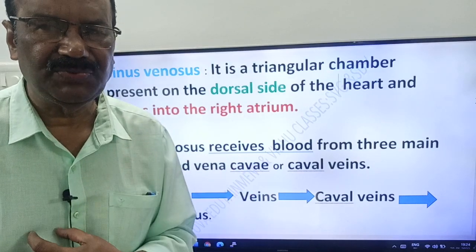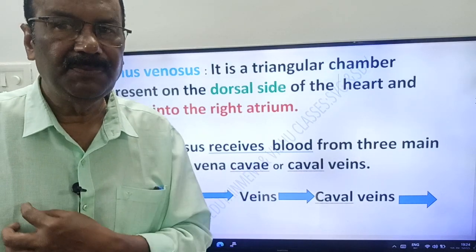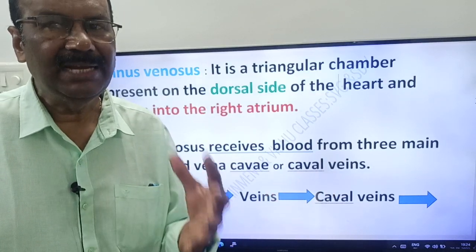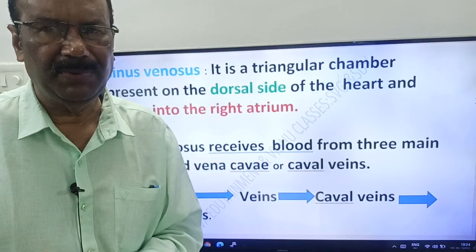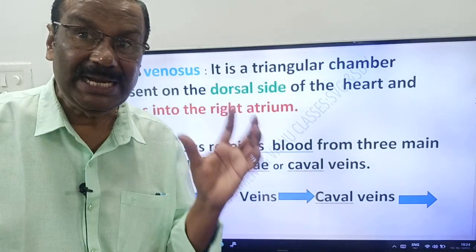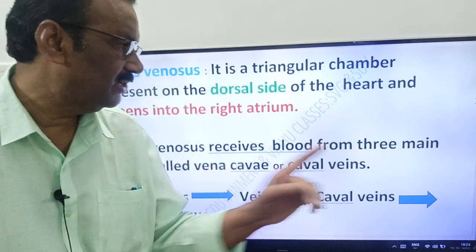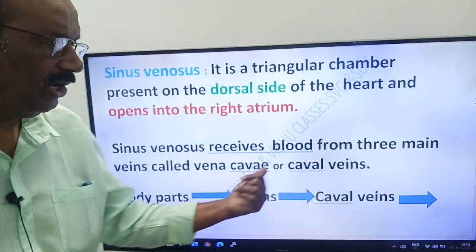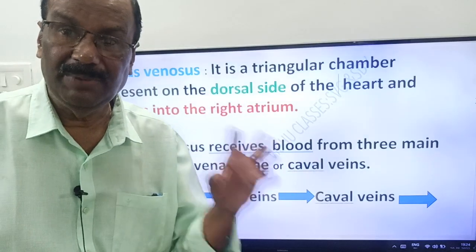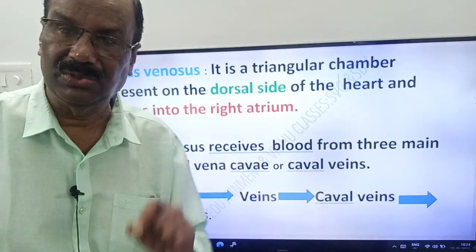Veins are the blood vessels which carry blood from body parts to the heart. Here in frog, the veins of all the body parts fuse to form three main veins. Those main veins are called vena cava or caval veins. Friends, this is an important one. You have to remember it. It is useful in your second year also.